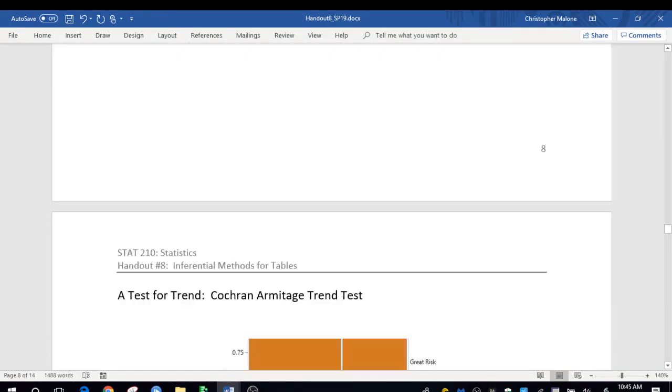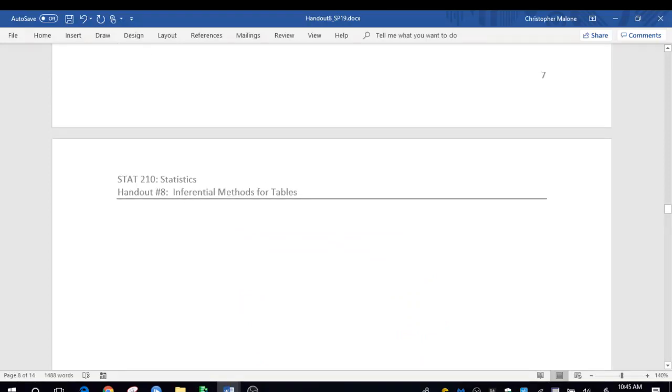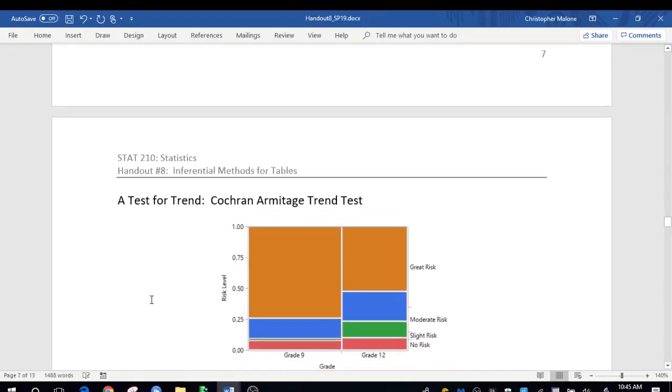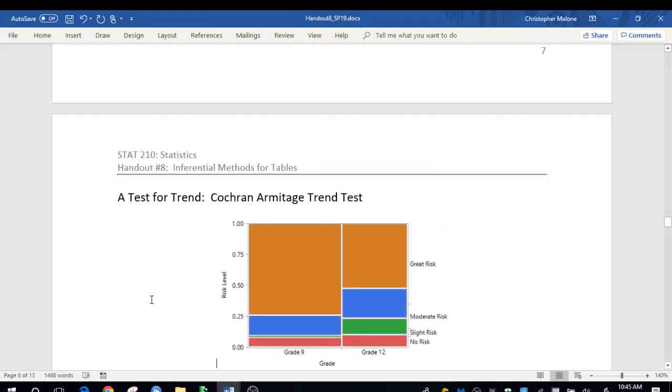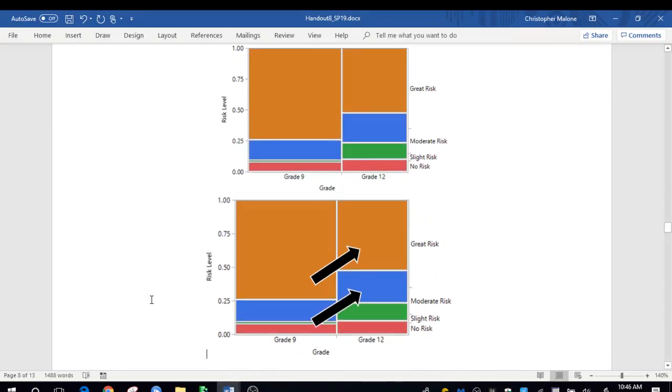Okay, let's move on to the next thing here down on page 8, it looks like. Kind of a little different test here. And this is called a Cochrane Armitage test. And what that test is for is a test of trend in this plot.